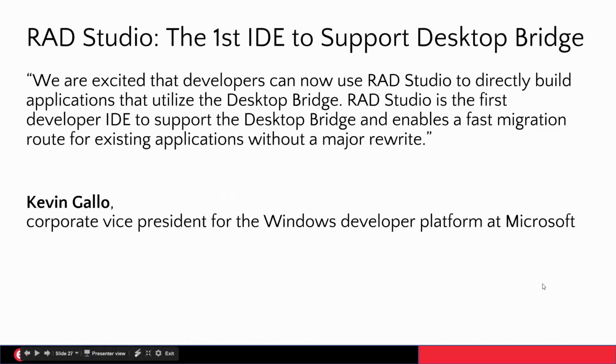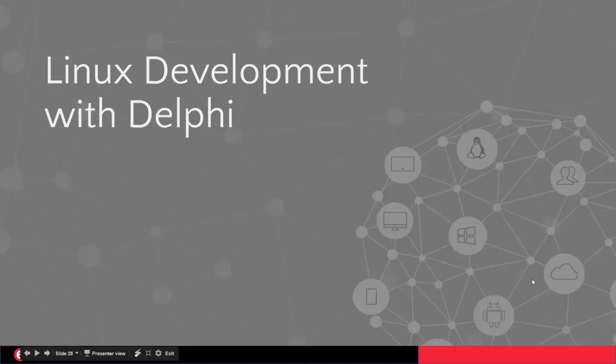That's not only in our words, but even in the words of Microsoft Vice President for the Windows Developer Platform, Kevin Gallo. So that was a significant accomplishment, improving our existing great support for Windows that includes support for the WinRT API of Windows 10, but again, also the deployment to the store. Of course, that was already in the last release, the Update 2 version of Berlin.